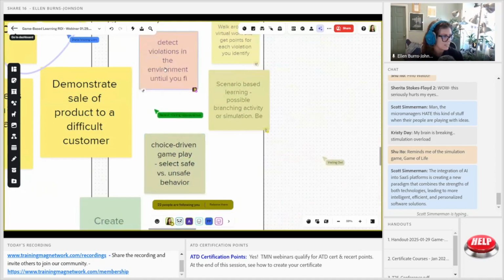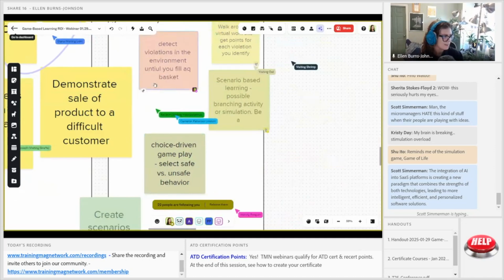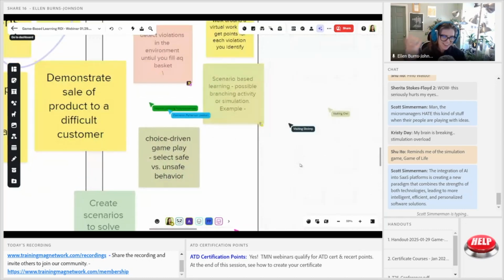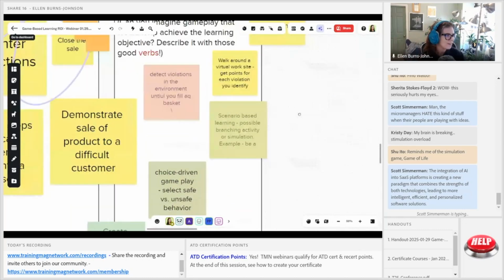Yeah, okay. Detect violations or identify them. And you fill them out like in a basket. That's interesting. I really love that. Yeah, kind of like a collection mechanic. This is really creative. Okay.